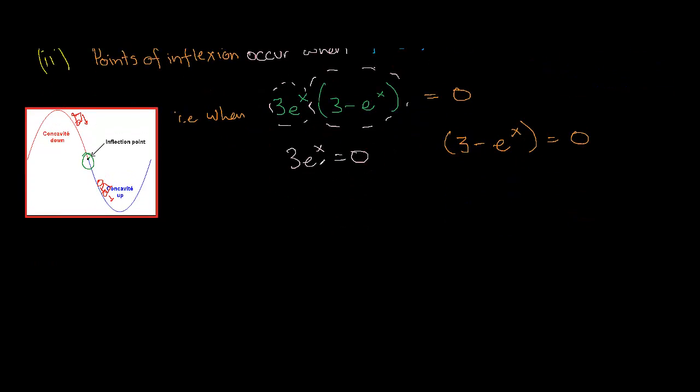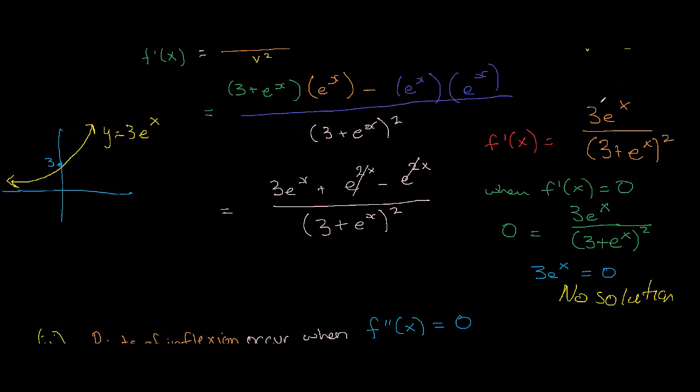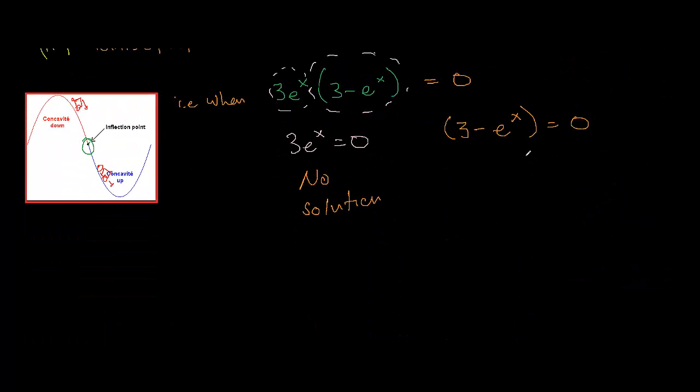Now, we've just shown in the point above that this can't happen. No solution, because it was exactly that. We were trying to find where this 3e to the x could equal 0, and we showed in this graph that it never cuts the x-axis, so it never does equal 0. So that's why there's no solution here.